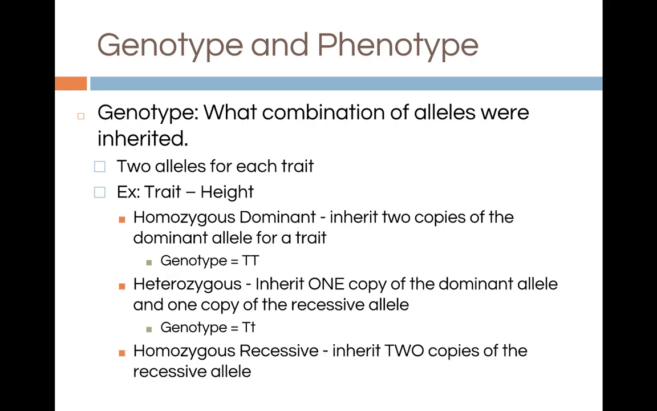And then you could also be homozygous recessive. And you inherit two copies of the recessive allele. Again, homo meaning same. So your genotype would be little t, little t. So before you move on, make sure that you take a moment to write down the definition of genotype and your examples. You also should be writing down the definitions of homozygous dominant, heterozygous, and homozygous recessive. So you might want to pause for a second so that you can write those all down before you move on.